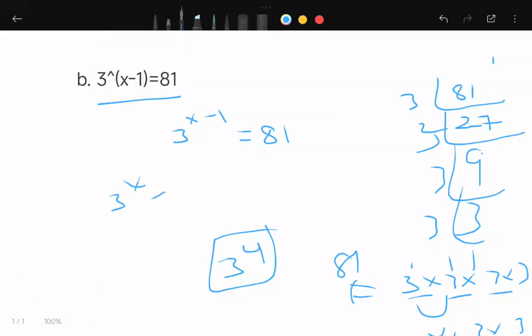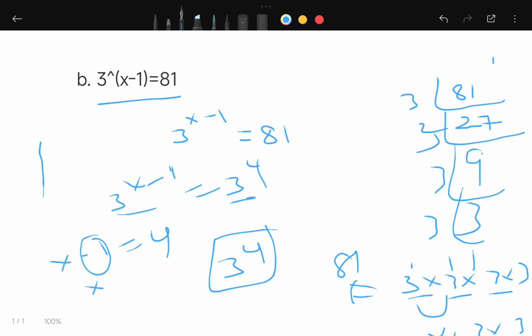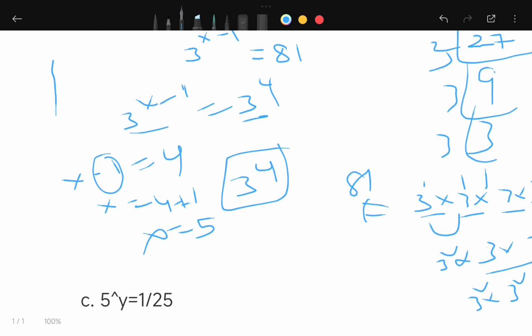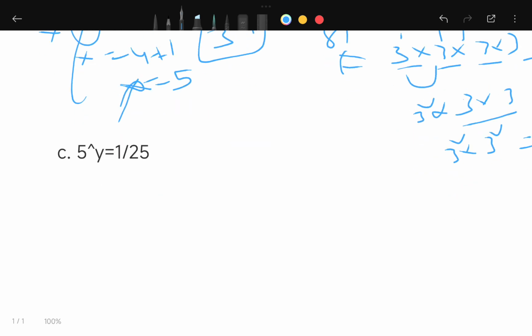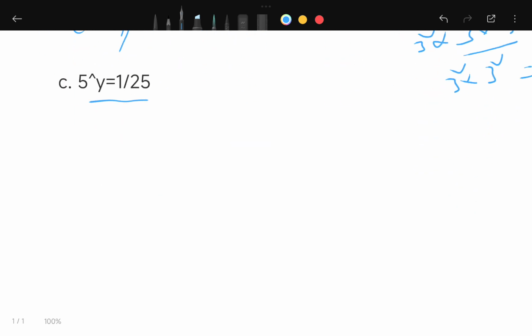So 3 power x minus, oh sorry, 3 power x minus 1 becomes 3 power 4. Bases are equal, so the powers should also be equal. If we eliminate this 1 by adding 1 on both sides, it becomes 5. x equals 5. So now let us move to the third problem.